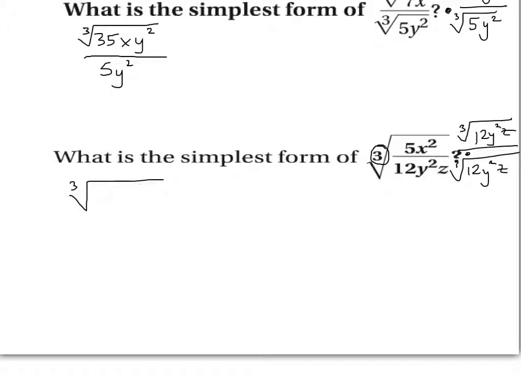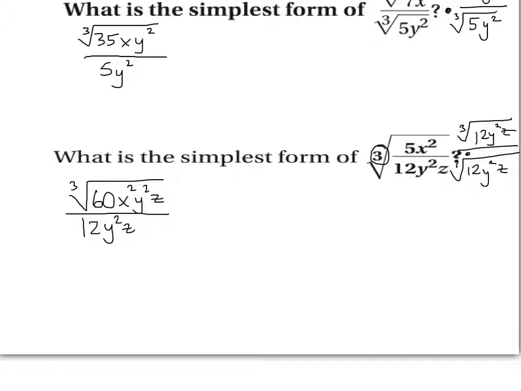12 and 5 is 60. Now, you'll notice 5 is prime. 12 breaks down into 2 squared times 3. And you'll notice that none of those base numbers have an exponent of 3. So I can't break down 5 and 12 anymore with a cube root. I've got an x squared, I've got a y squared, and I have a z. On the bottom, the cube roots are just going to cancel, and I'm left with a 12y squared z.